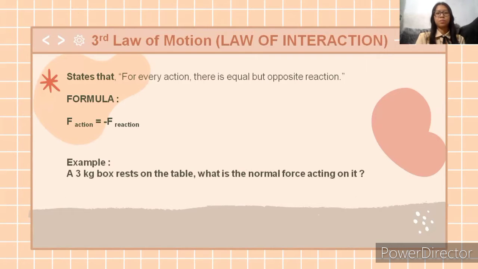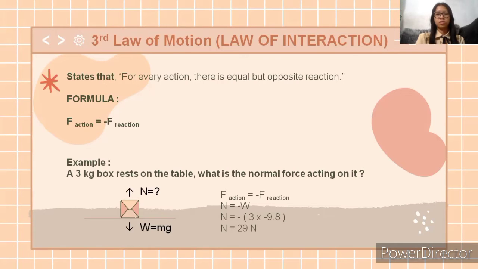For example, a 3 kg box rests on the table. What is the normal force acting on it? So first we're gonna draw the diagram. This is the box that rests on the table. What is the normal force? We're gonna use the formula F action equal to negative F reaction, which is N is equal to negative weight. N is equal to negative 3 times negative 9.8. N is equal to 29 Newton.